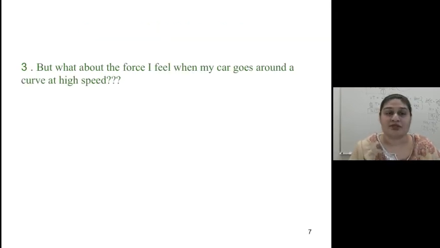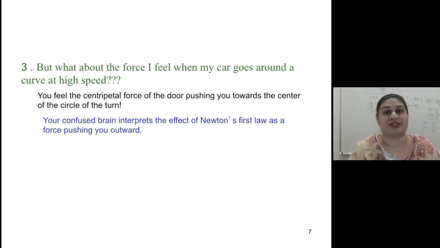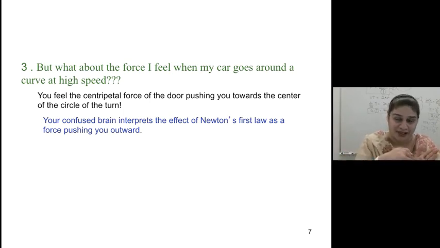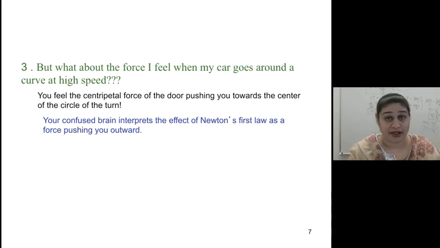Okay? So then you should ask me, but what about the force that I actually feel when my car goes around the curve at a high speed? Well, it is definitely not centrifugal force. It is just the centripetal force of the door pushing you towards the center of the turn, the center of the circle in that particular turn. And your brain interprets this effect of Newton's first law as a force pushing you outwards. It is still a force that's acting inwards. So these are very clear misconceptions that people have about motion in a circle. So don't get confused.